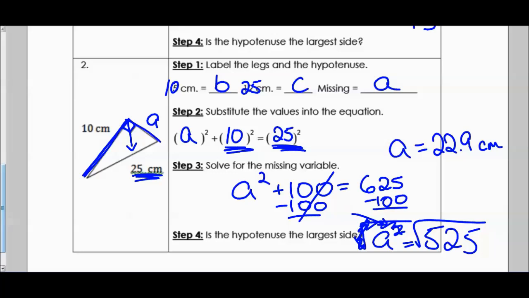Again, we want to check to make sure that this makes sense. The hypotenuse, the one across from the right angle, not the one that we found, that's 25. That's bigger than 10, and it's bigger than this new side that we found, the 22.9.